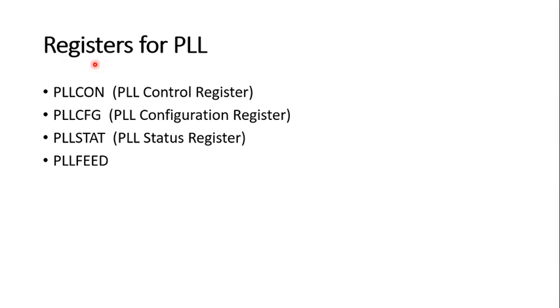Okay, so now we will see the registers of the PLL. PLLCON, that is the PLL control register; PLLCFG, the PLL configure register; PLLSTAT, that is the status register; and PLLFEED, that is the feed register for the PLL. So four are there: control, configuration, status, and feed registers.